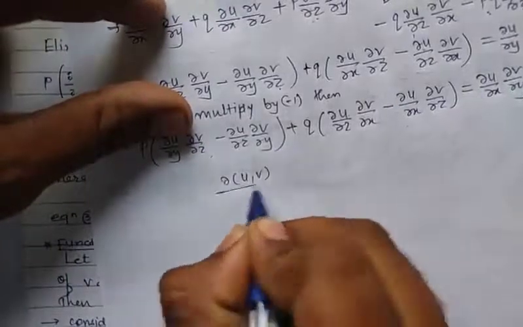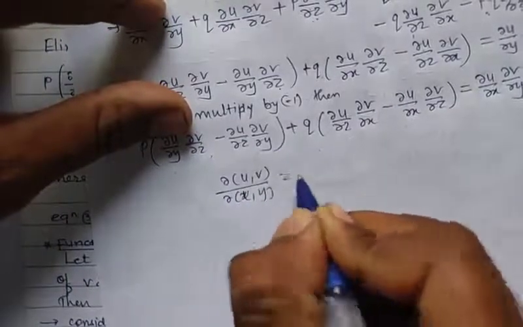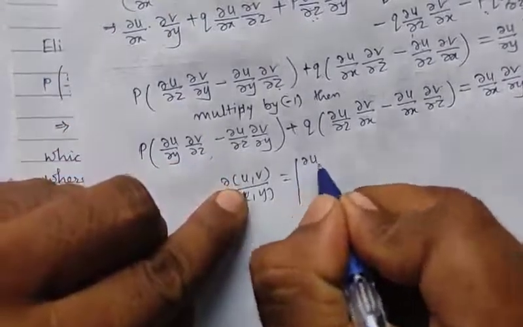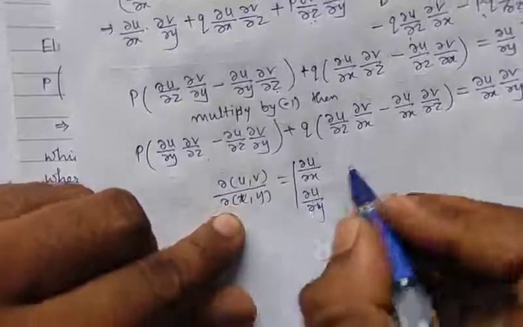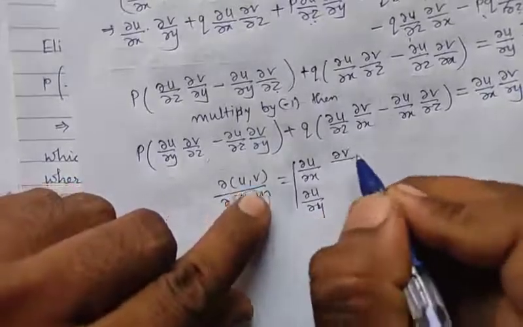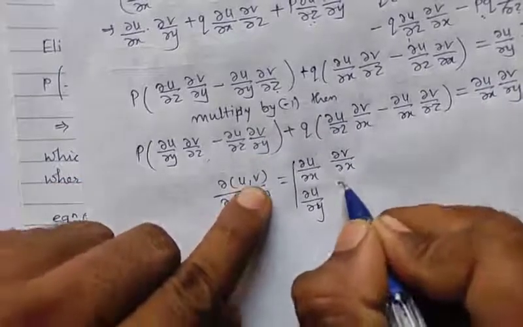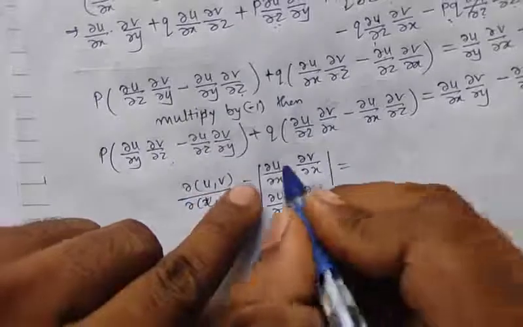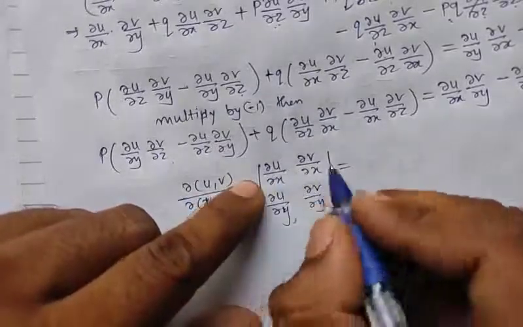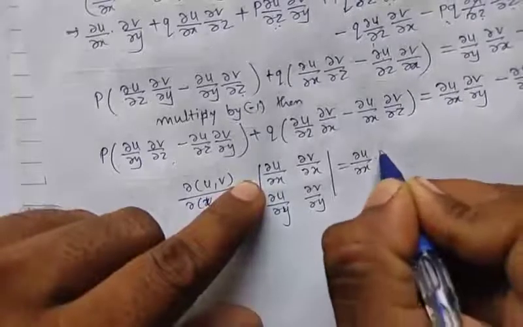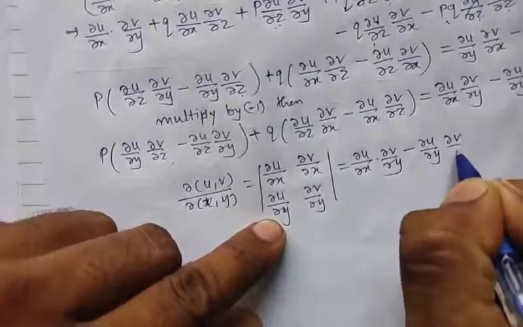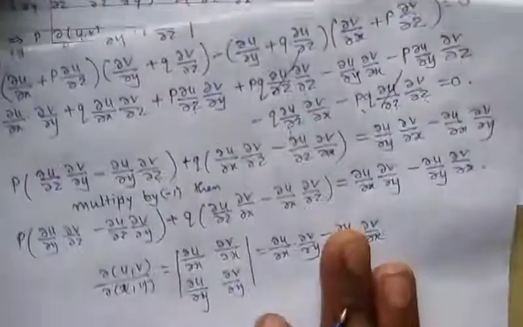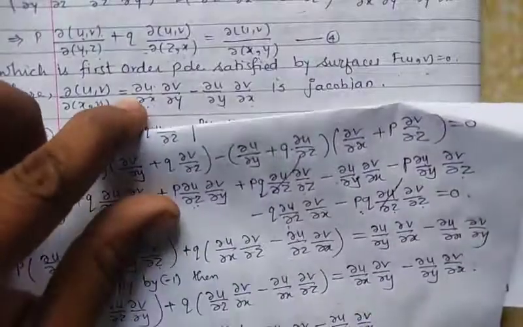Or we can find out the value of the Jacobian of u,v with respect to x,y. It can be found that way. So taking the derivative of u with respect to first x and the derivative of u with respect to second y. Next, taking the derivative of v with respect to x, next the derivative of v with respect to y. So taking the derivative, we get ∂u/∂x into ∂v/∂y minus ∂u/∂y into ∂v/∂x, right?